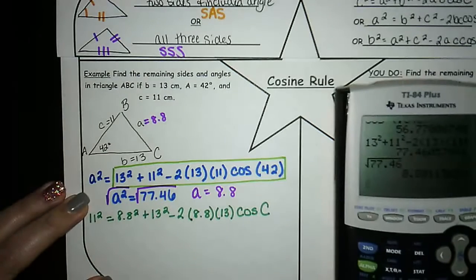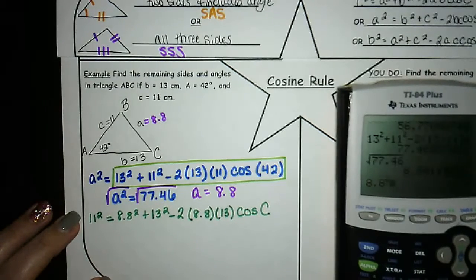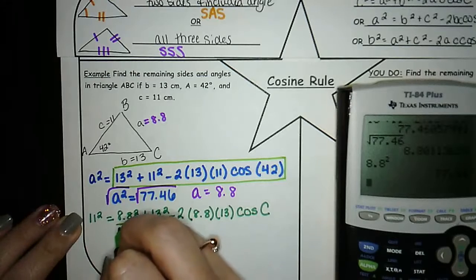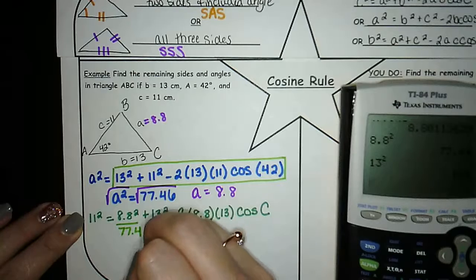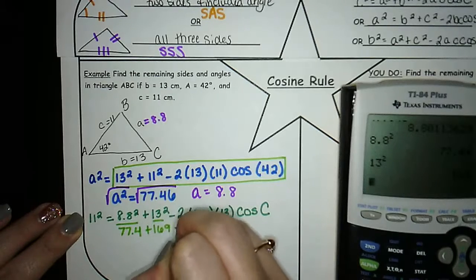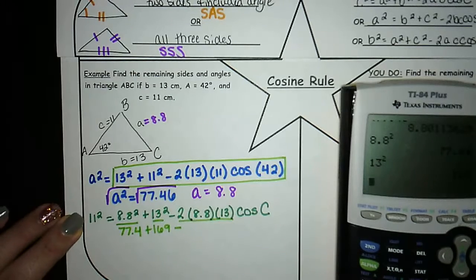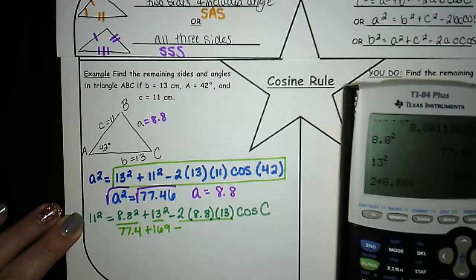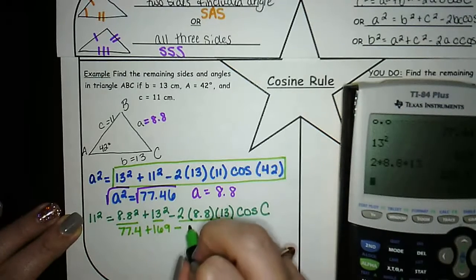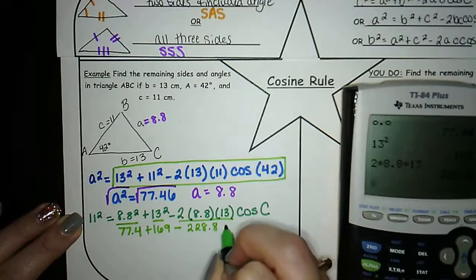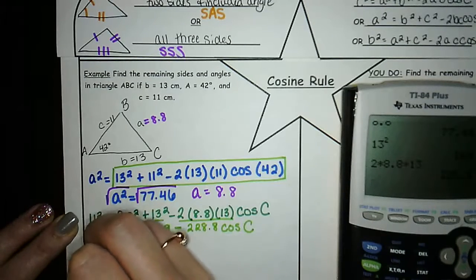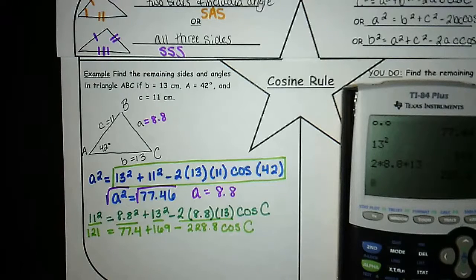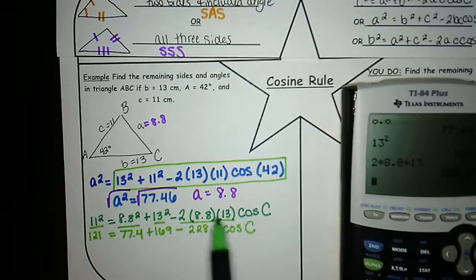So we have 8.8 squared is 77.4. 13 squared is 169. Minus, let's simplify all this, 2 times 8.8 times 13. And you get 228.8 cosine C equals 11 squared is 121. So all we've done so far is simplified all the exponents, and we did multiply this entire piece.